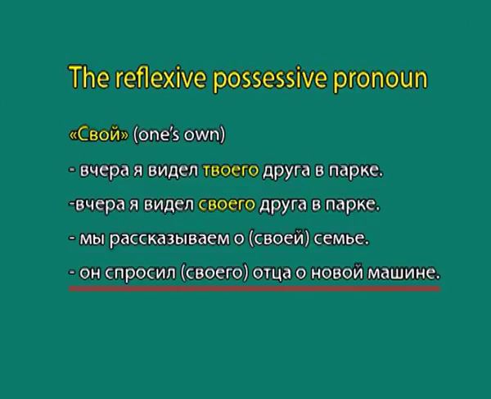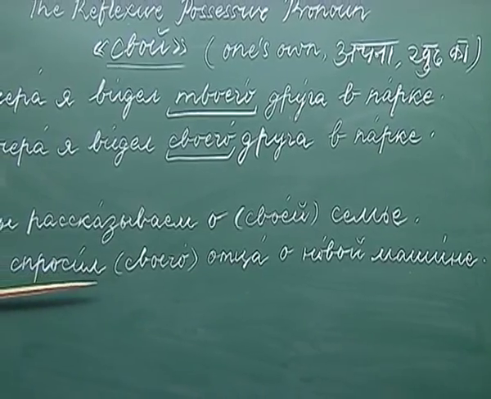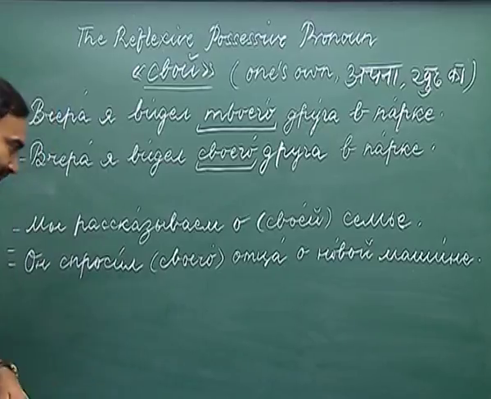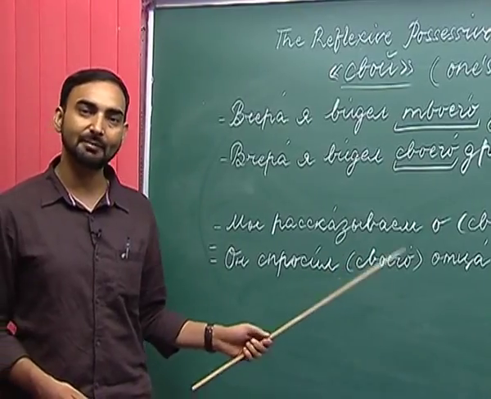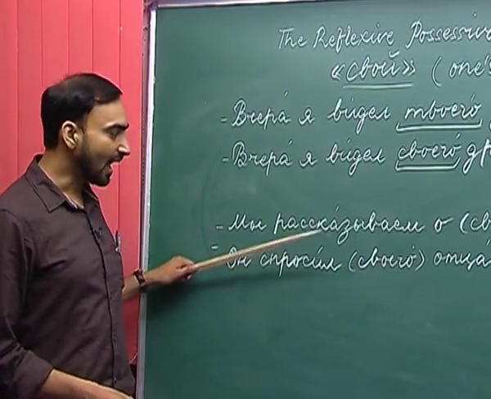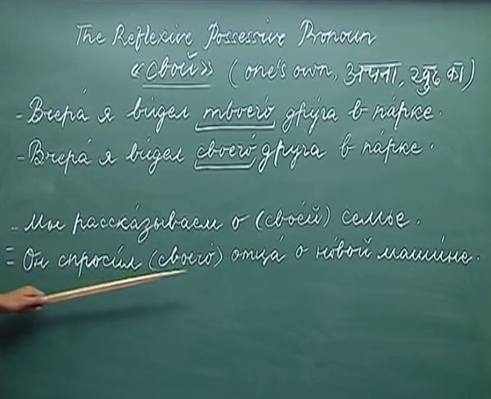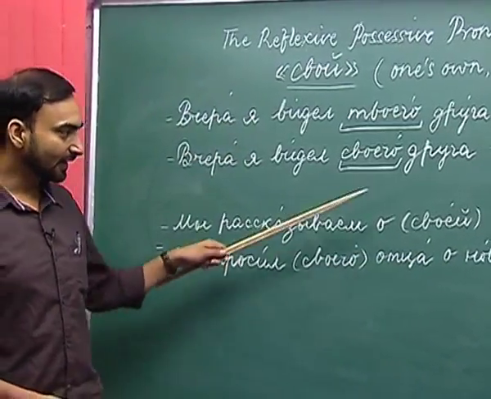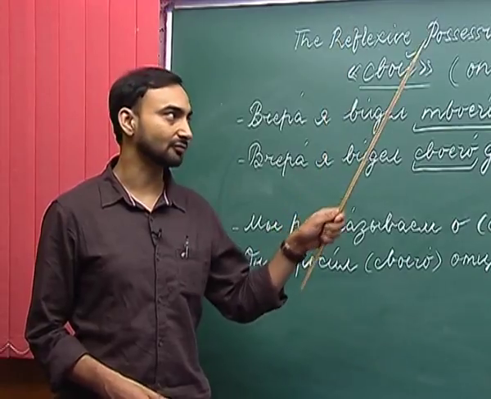The next example is Он спросил своего отца о новой машине. Он спросил, спросить is to ask, своего отца, his father, about the new car. So here also он спросил отца. If we do not use своего, the meaning remains the same. He asked the father or he asked his father. The meaning remains the same. А новой машине, about the new car. So these are some of the instances where we drop the reflexive possessive pronoun.